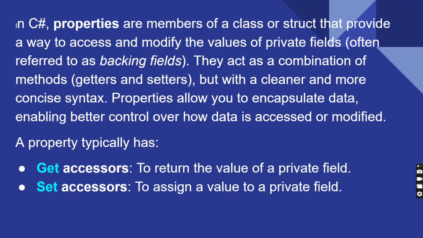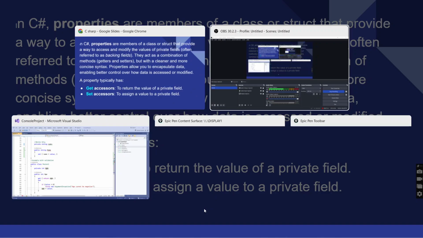A property typically has a get accessor to return the value of a private field, and a set accessor to assign a value to a private field. Let's dive into the code to see that.